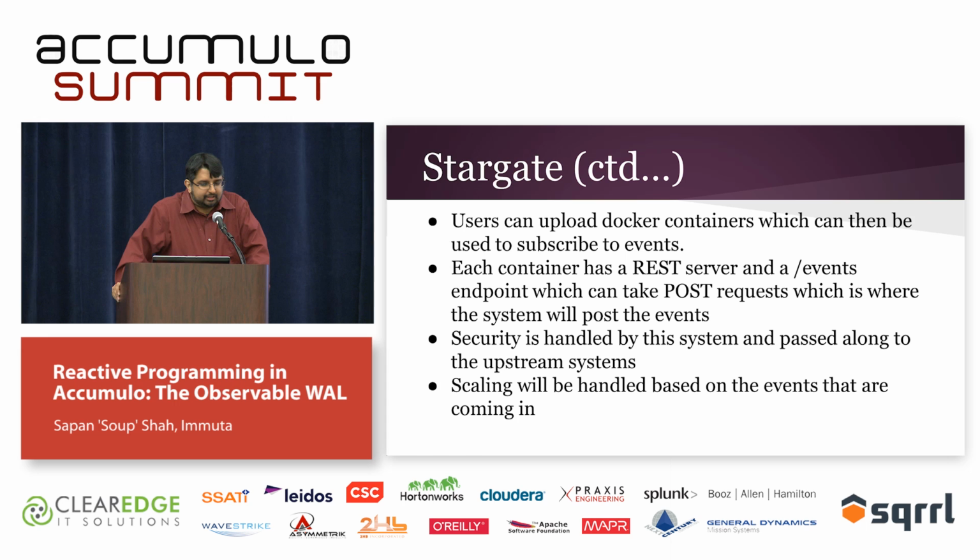So basically, you say, well, that's kind of cool. What does that do? So basically, users upload Docker containers, which are used to subscribe to events. Each container has a REST server inside of it. So we make you implement a REST server, and we make you add the /events endpoint, which takes a post request, which is where my JSON is posted to. Security is handled by Stargate++, which I'll talk about a little bit later.